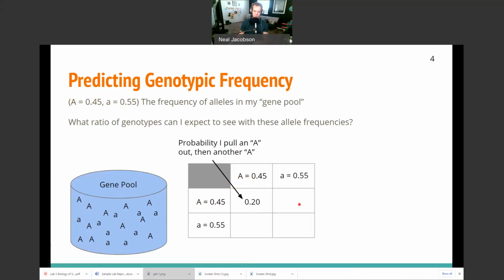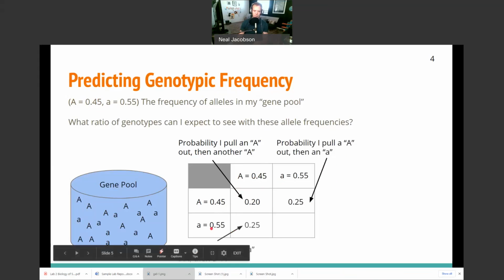All right, so calculating the probability of generating a heterozygous individual from our gene pool, we must add the two probabilities together. So that'd be the probability of pulling a big A out first, followed by a little a. Add that to the probability of pulling a little a out first, followed by a big A. That's why the formula is 2PQ. Okay?